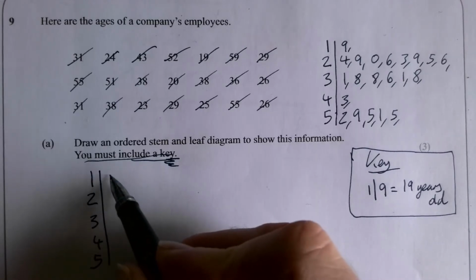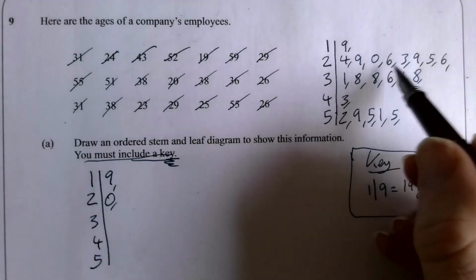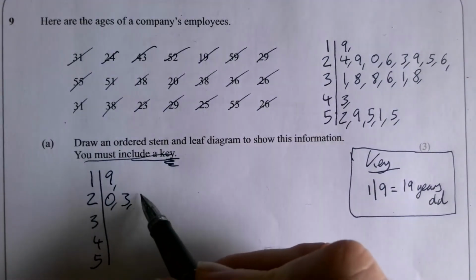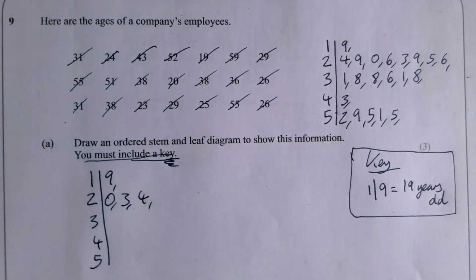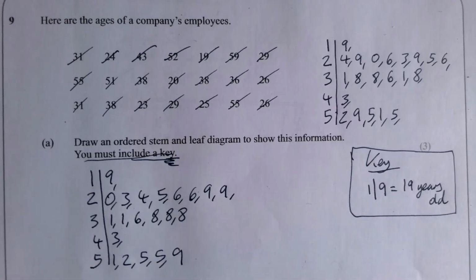So then all I have to do is write this out again, putting it in order, and I've got the 9 there, but first of all I've got a 0, and then there's 1 3 and 1 4 and so on, and you should end up with your 21 leaves all like this. So the single digits are here, these are the leaves, and that is the stem. That's why it's called a stem and leaf.